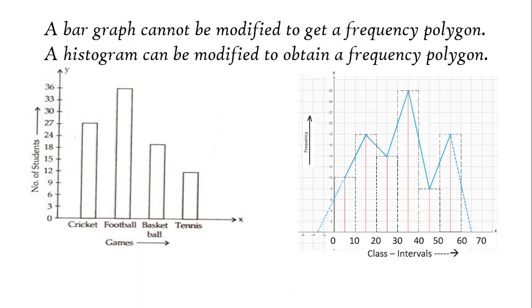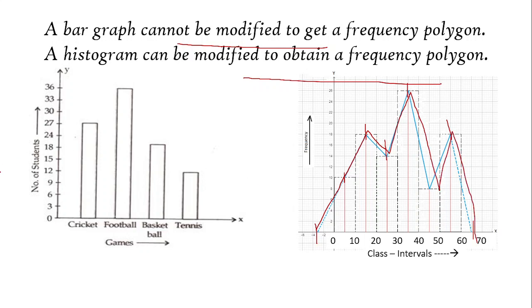Now last, a bar graph cannot be modified to get a frequency polygon, but a histogram may be modified to get a frequency polygon. Here, by joining the midpoints, these are the midpoints, and by joining the midpoints you get a frequency polygon. Here we have taken one extra range on the left and one extra range on the right, and their midpoints. So when we join the midpoints, we get a frequency polygon.